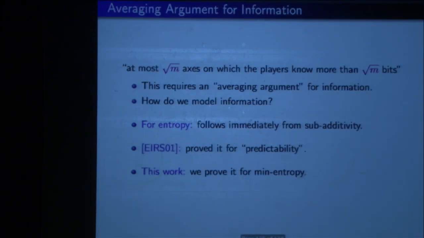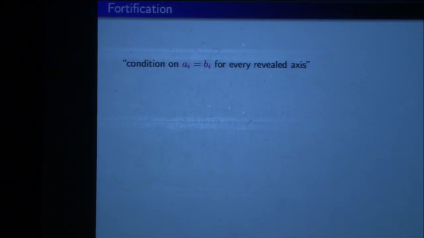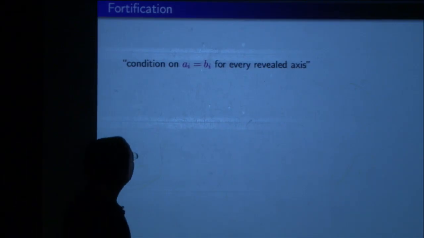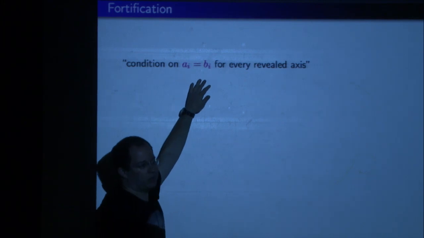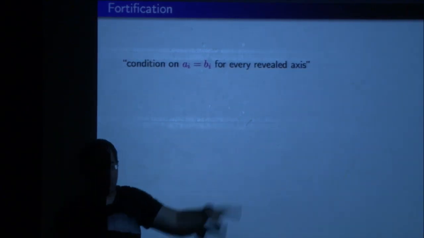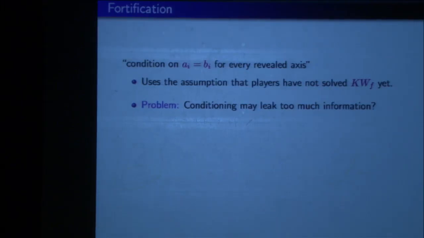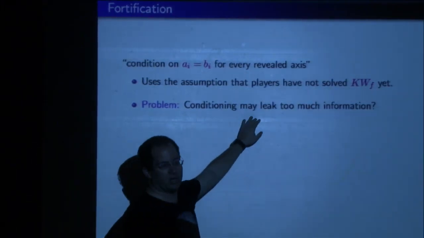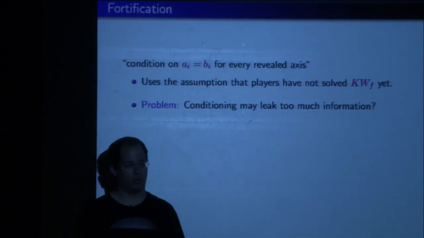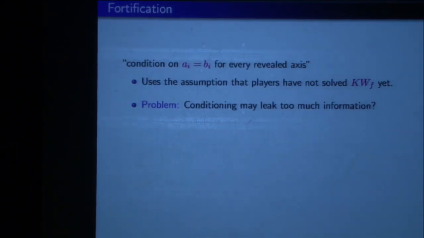The second thing I want to say is about the fortification that I mentioned earlier. What I said is that we are going to condition on A_i equals B_i for every revealed access. Now, as I argued, this is an event with a non-zero probability. But a non-zero probability can still be a very small probability. And in particular, it could be that this conditioning leaks a lot of information to the players.